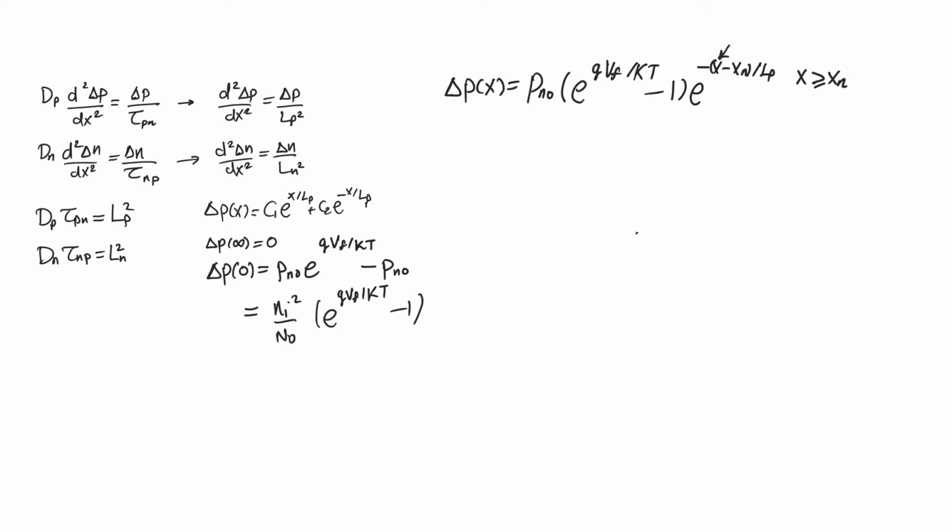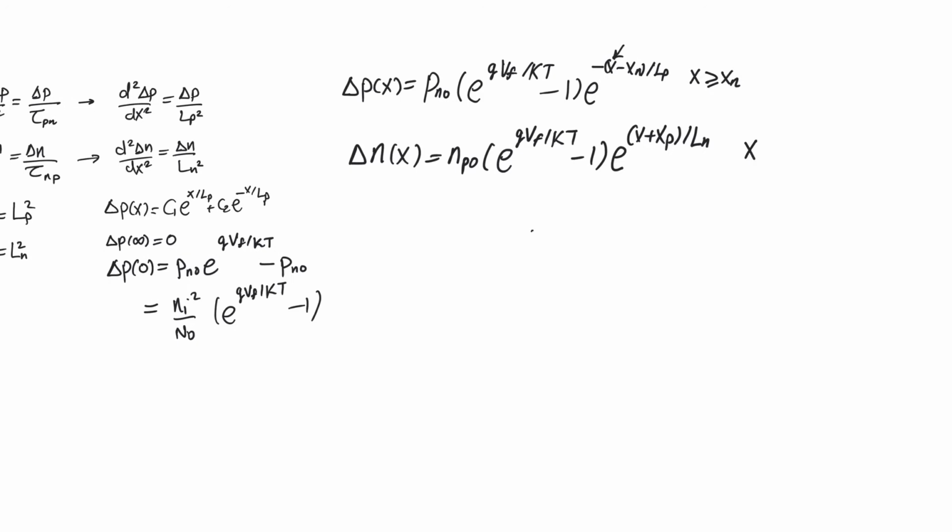Similarly, we can find an expression for delta n of x, which is np naught into e to the power of qv forward by kt minus 1, into e to the power of (x plus xp) over Ln. And this is going to be valid for x less than or equal to minus xp. And at minus xp, we have the maximum value, which is equal to this bracket. And as we go towards minus infinity, we get a value of 0. So these are the two boundary conditions we will use for the expression of n of x.